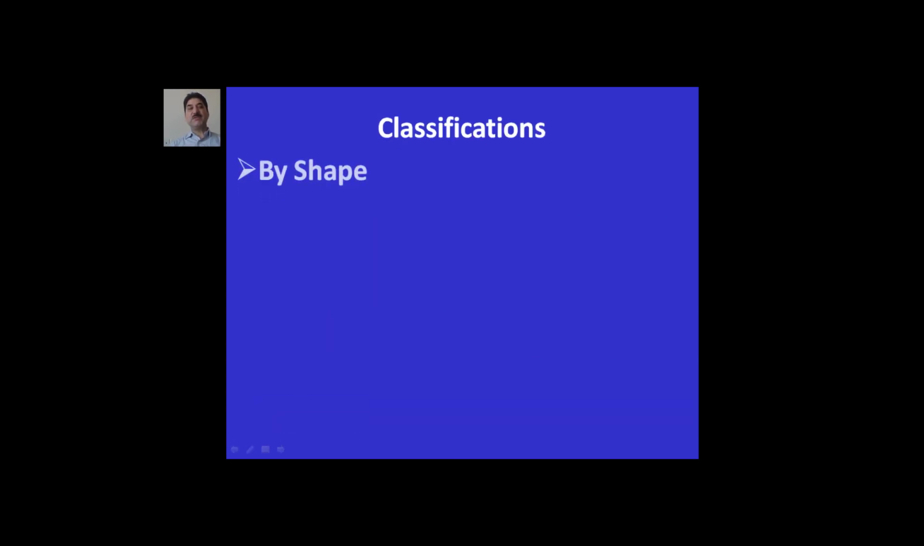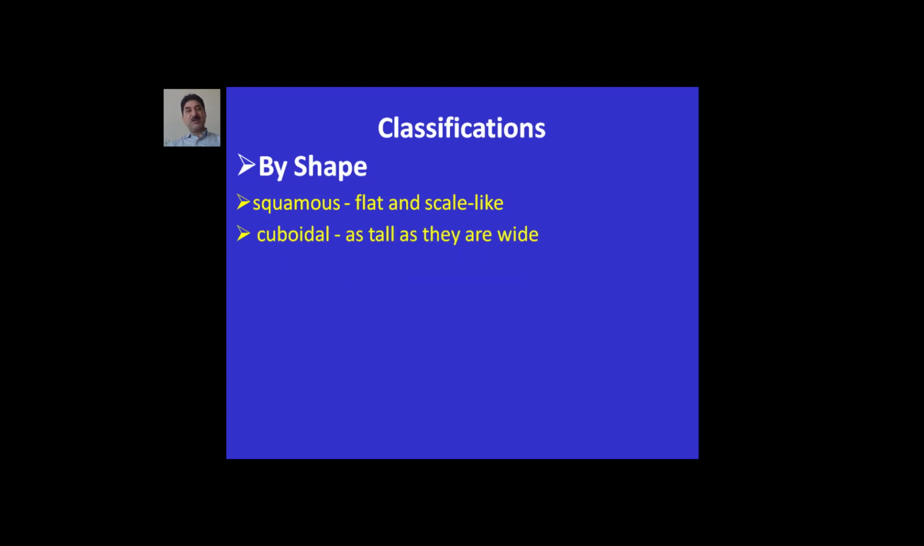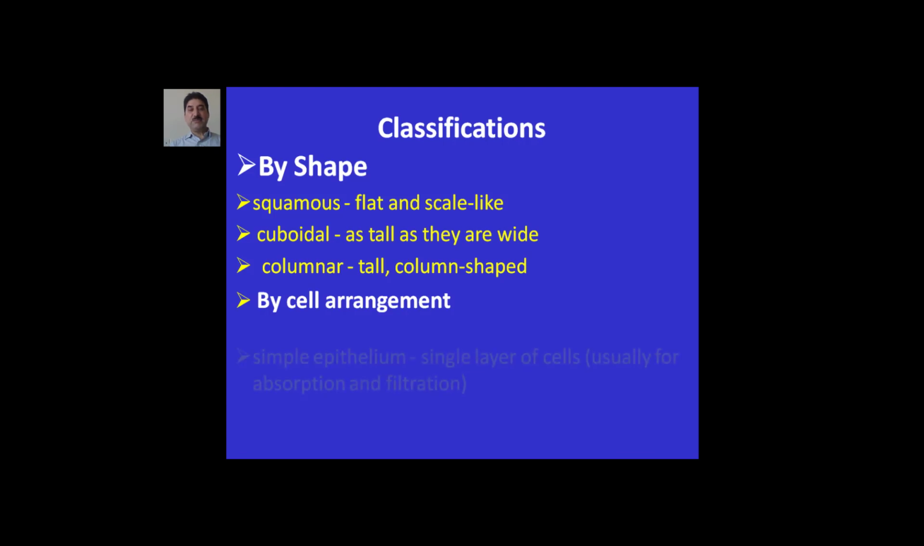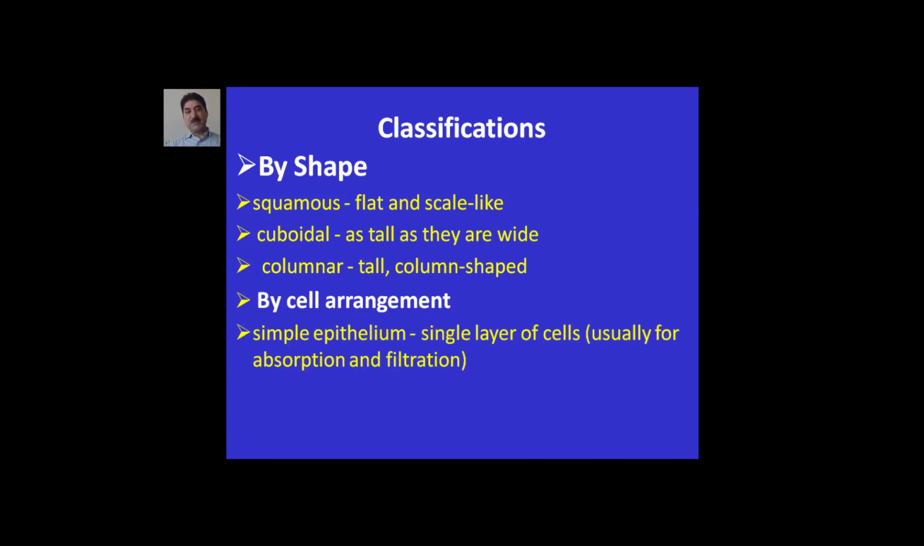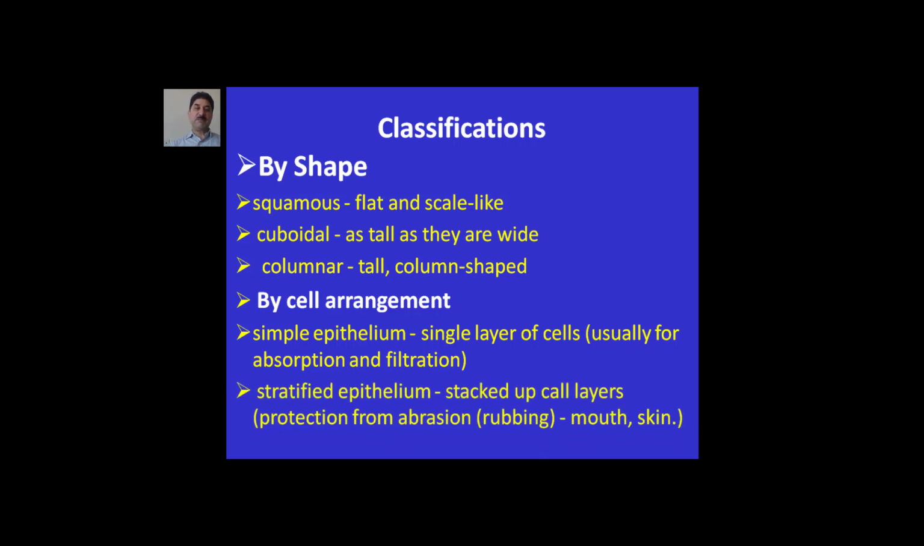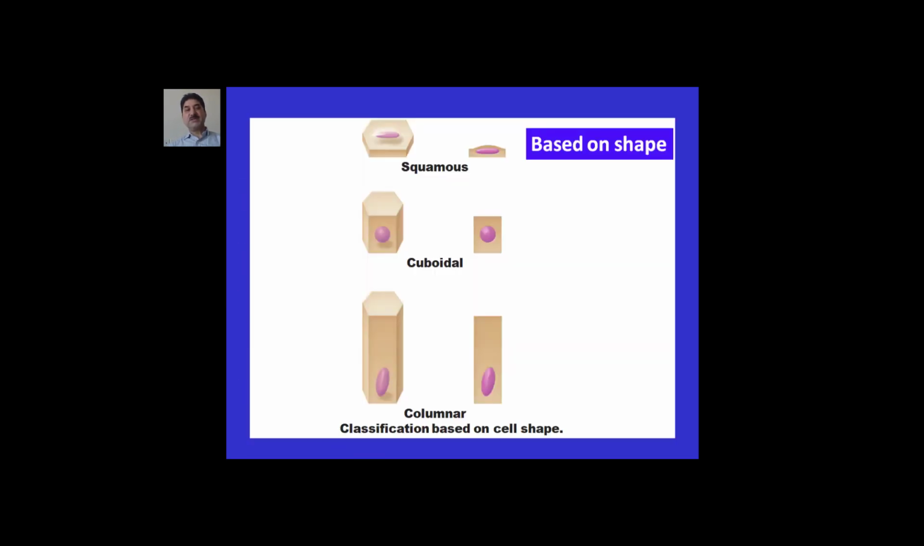How do we classify the epithelium? By the shape of the cells. For example, squamous, they are shaped like flat scales of fish. Cuboidal epithelium, they are as tall as wide. And columnar epithelium, they are tall column-shaped epithelial cells. By cell arrangement, simple epithelium is composed of a single layer of cells. All of them are attached to the basement membrane. Stratified epithelium is also called multi-layered epithelium, as is found in mouth and skin.